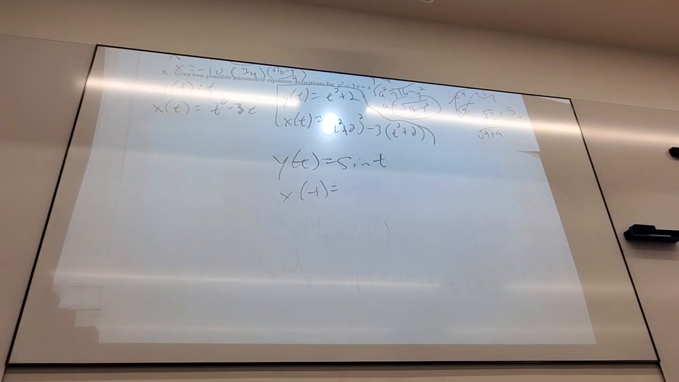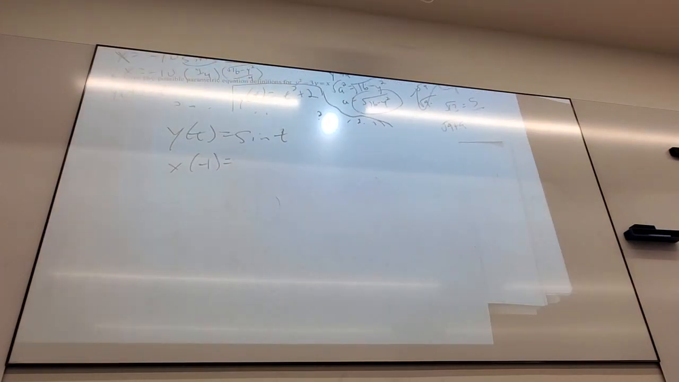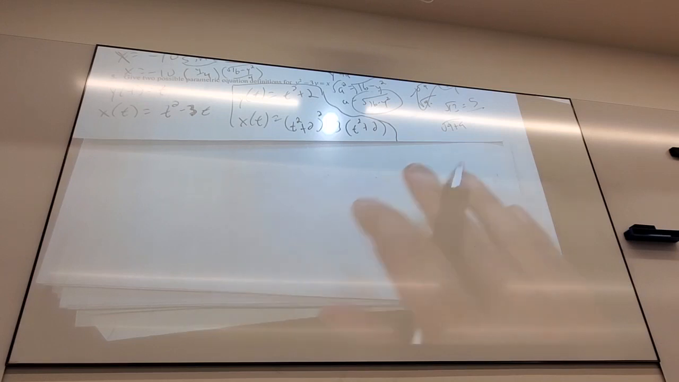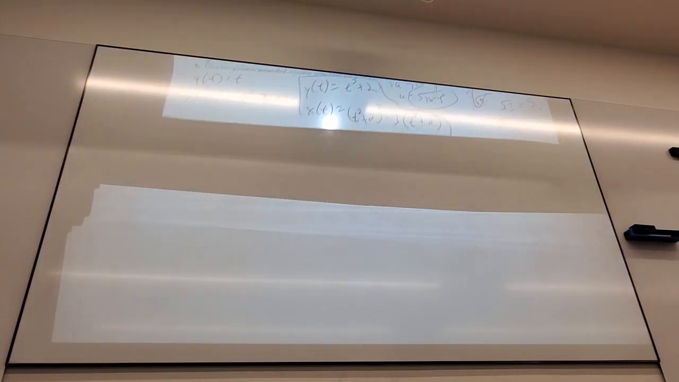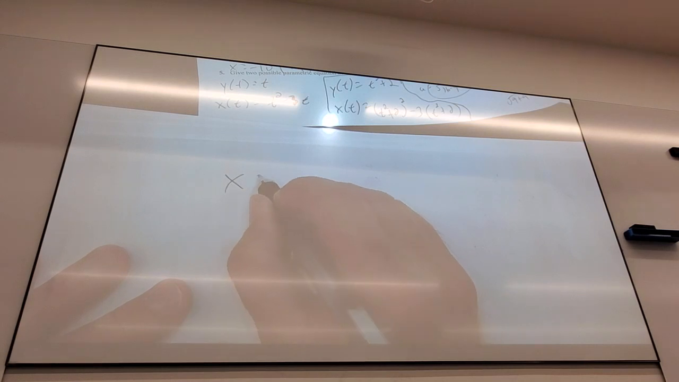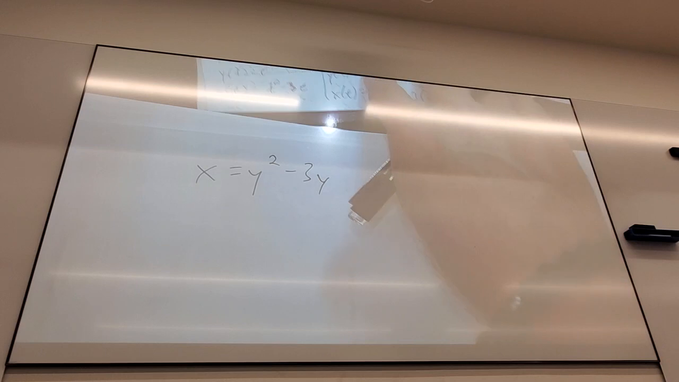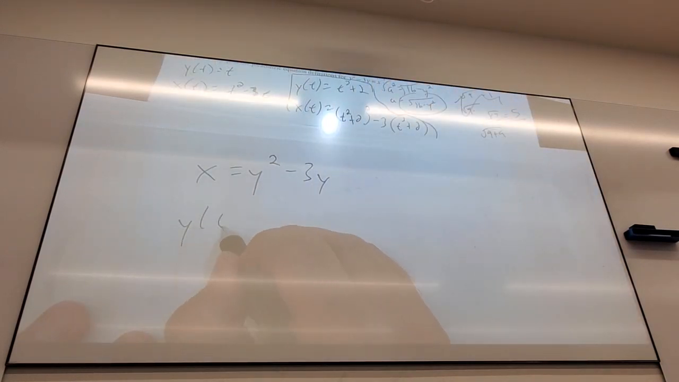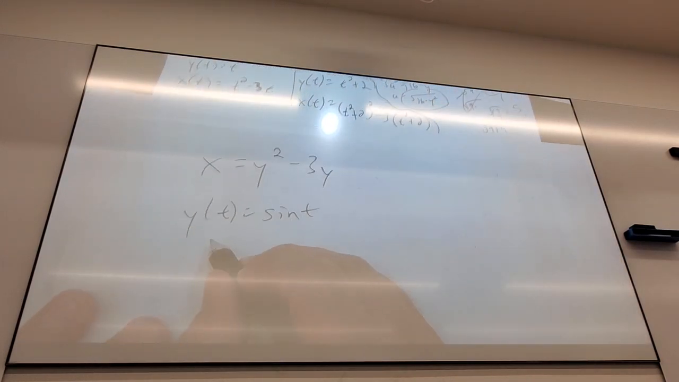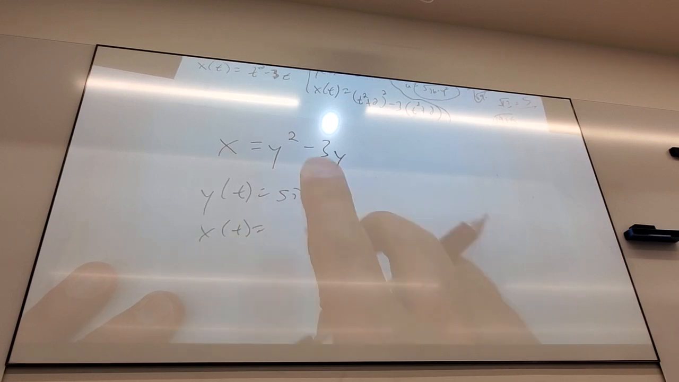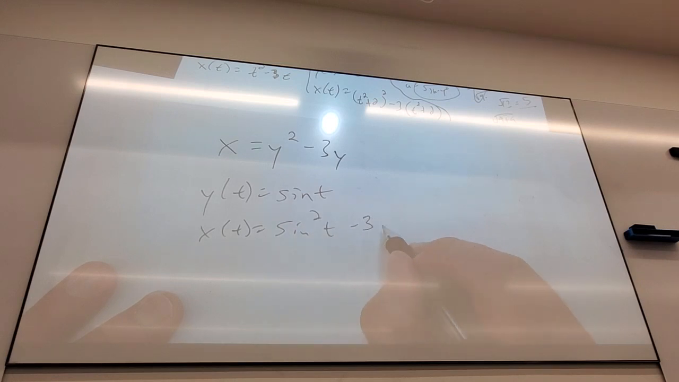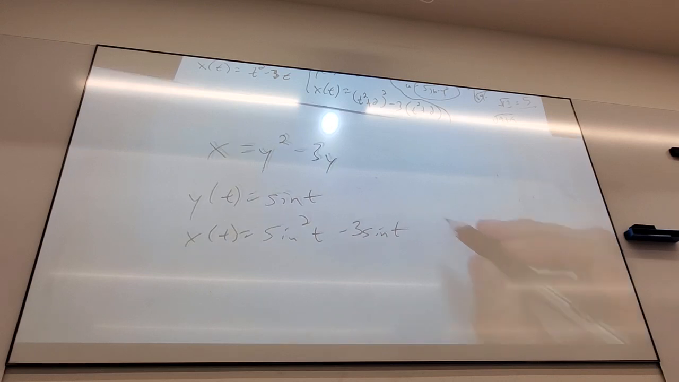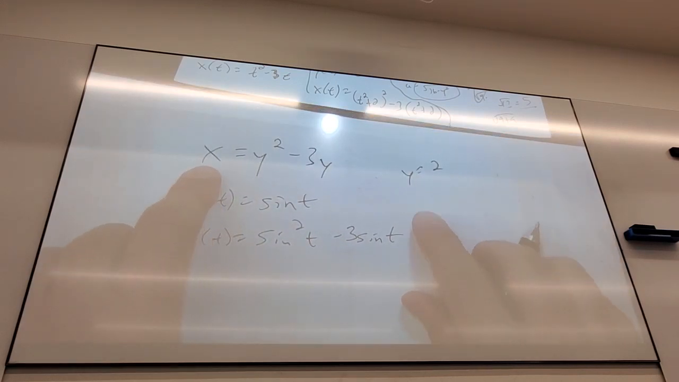Okay, let me write it like this. Everybody agree from this problem that x is y squared minus 3y? Does everybody agree? Okay. If I say y is sine of t, what is x? Sine squared t, or sine t squared minus 3 sine t. Yeah, okay. If I told you that y is 2, how would you figure out what x is?